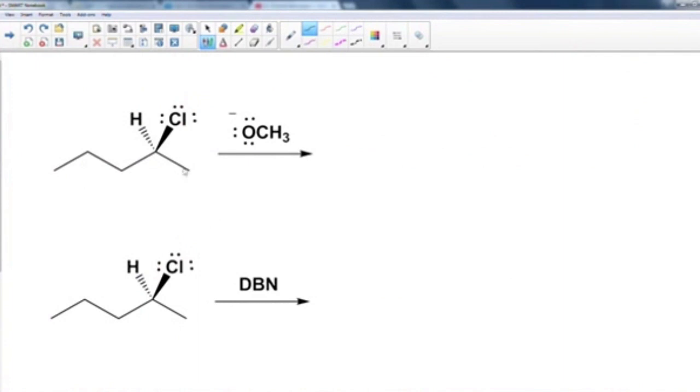Right now, when we talk about the SN2 reaction, the problem potentially comes when you have not a primary or tertiary but a secondary substrate. So let's look at a couple of others here.